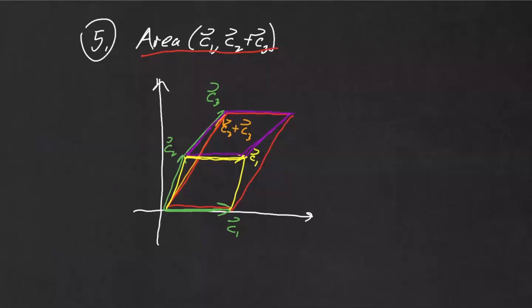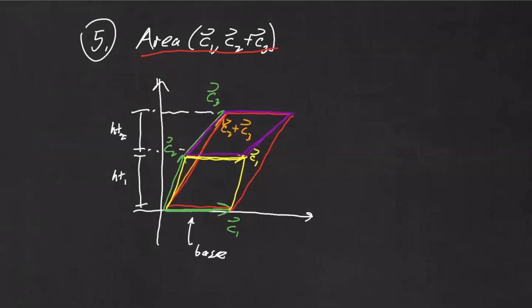And the thing is, I claim that the area of the red parallelogram equals the area of the yellow parallelogram plus the area of the purple parallelogram. It's probably not that controversial, because since I made C1 sort of flat, this is like the base, and the area of a parallelogram is base times height. So that's height 1, this is height 2, right? And the red parallelogram has height 1 plus height 2.